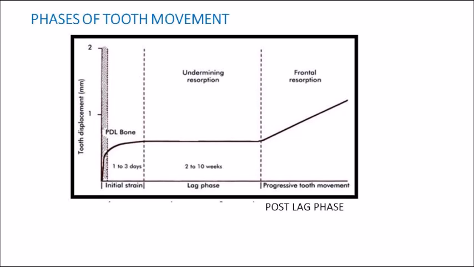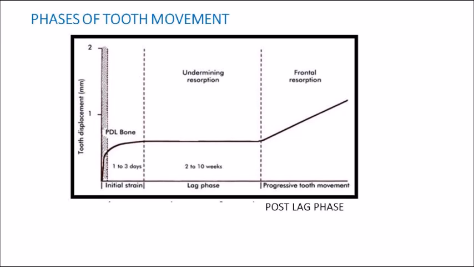Now coming to the post-lag phase, or progressive tooth movement phase. This is the phase when frontal resorption is happening. If you are applying a light force, then there will be only 2 phases: your initial phase, and then you gradually move to the post-lag phase or progressive tooth movement phase. But if you are applying a heavy force, then there will be an initial phase, a lag phase, and a post-lag phase or progressive tooth movement phase.